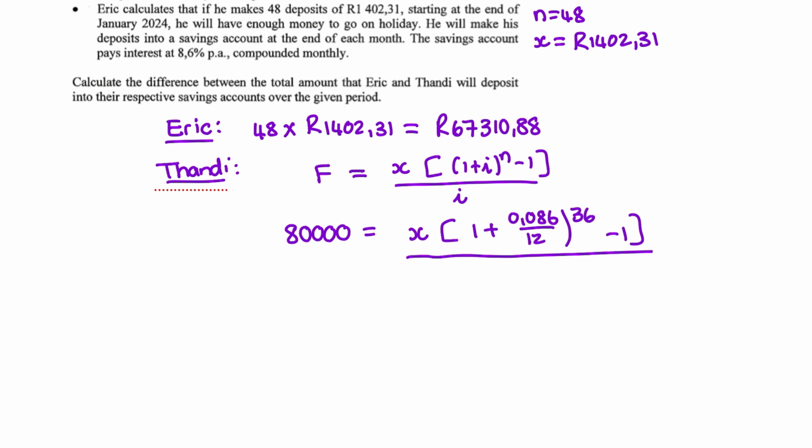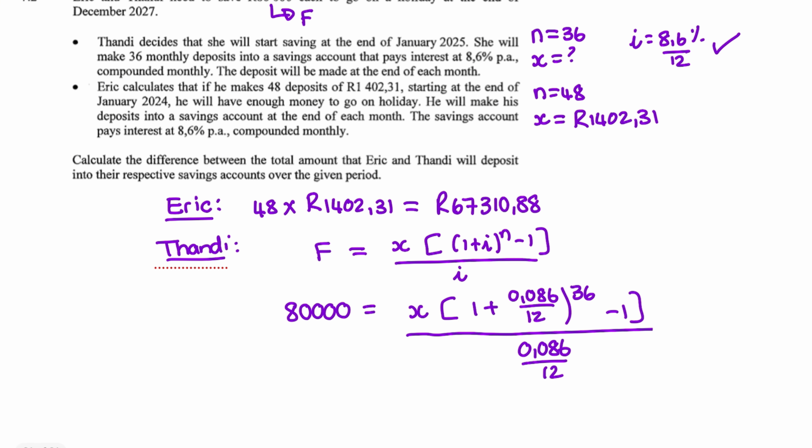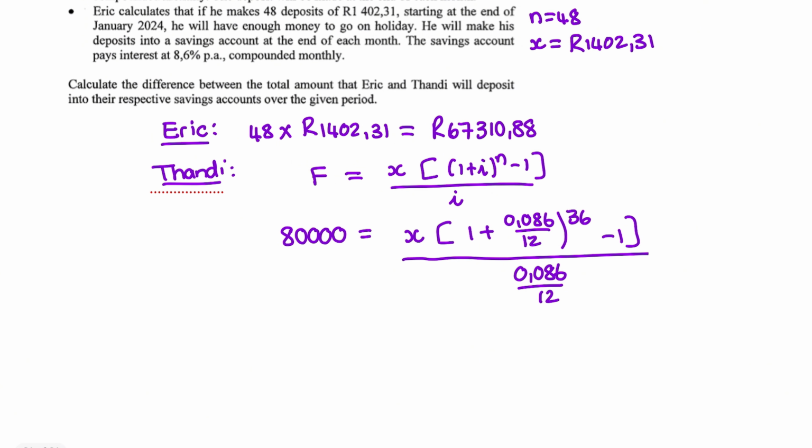Over our i value of 0.086 divided by 12. So what I do is I take the 8.6% and I convert that to a decimal value and I divide it by 12 to show the compoundings. Now you can use your calculator to solve for x.